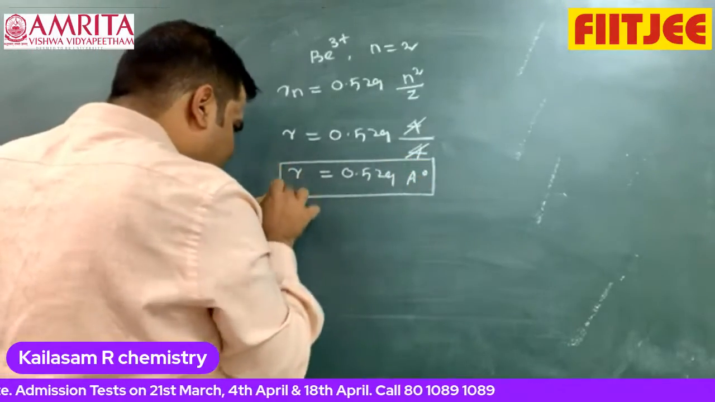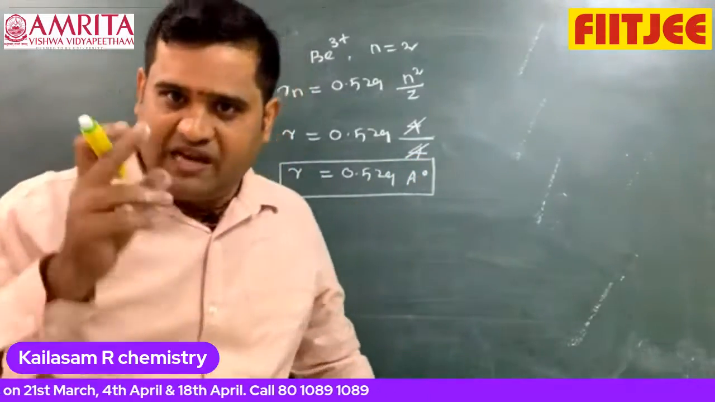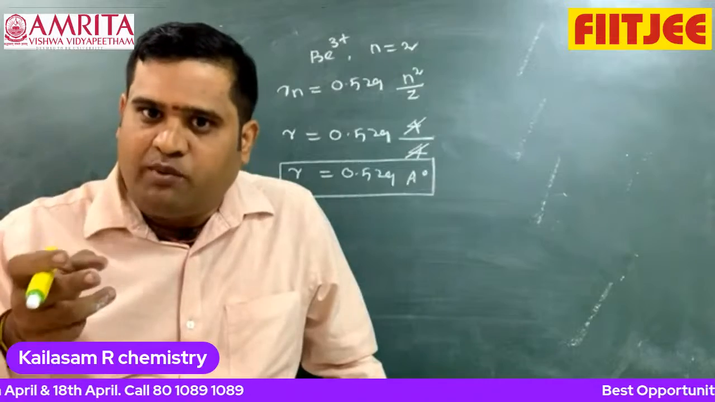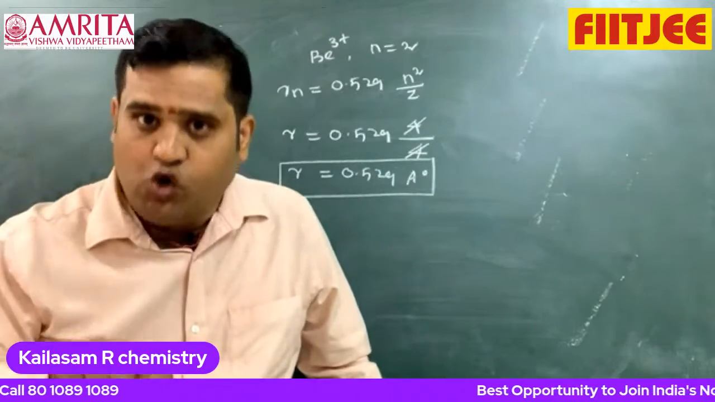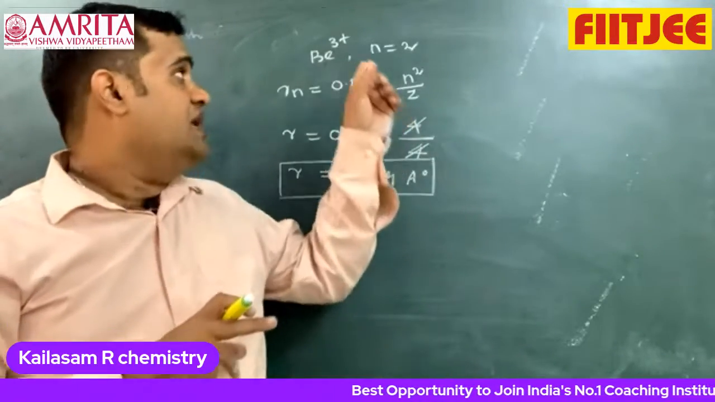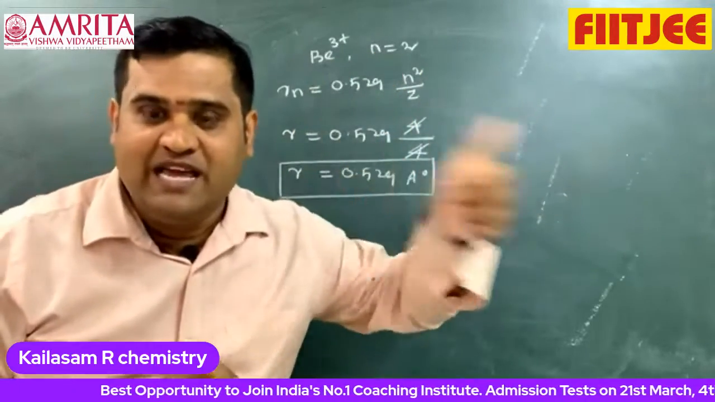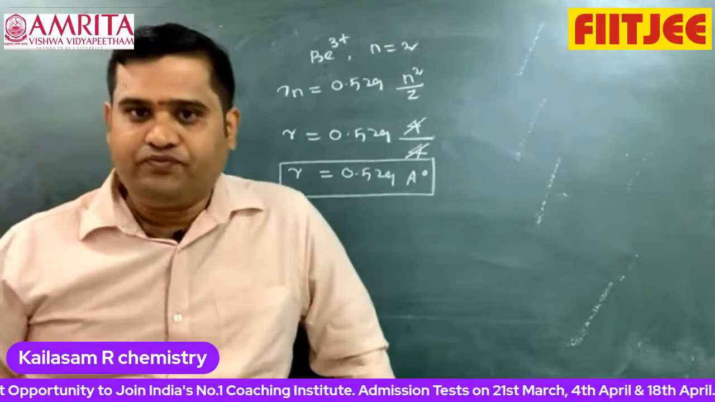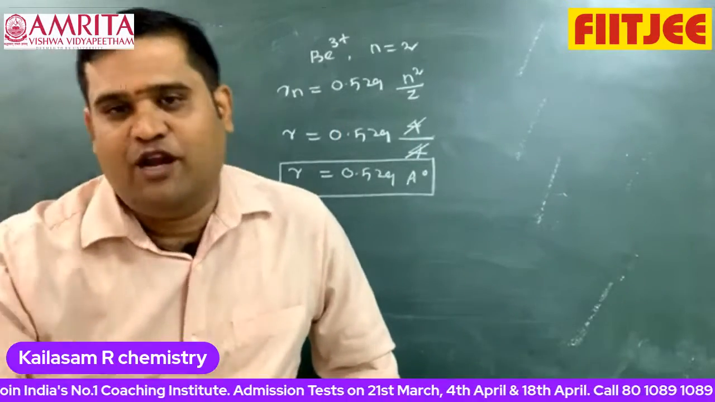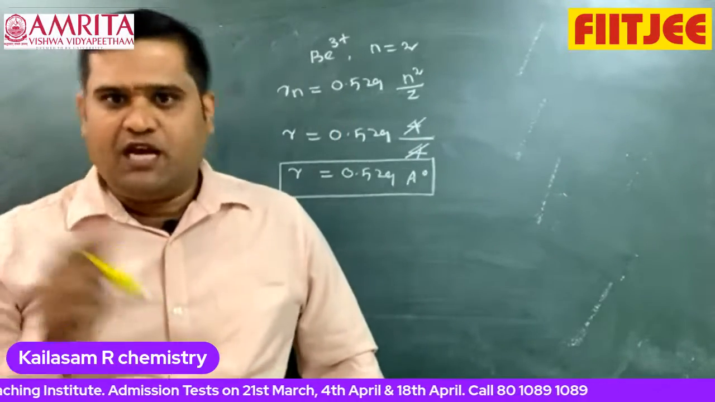So what did you understand from this? The radius of the first Bohr orbit of hydrogen atom is equal to the radius of the second Bohr orbit of beryllium 3 plus. Both will theoretically have the same radius. This is what they will ask you in the exam. Fine. Now come to the point.